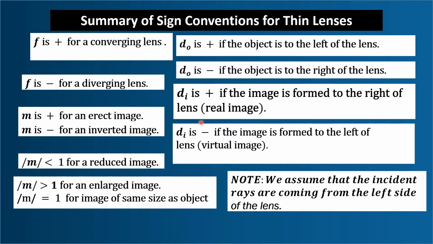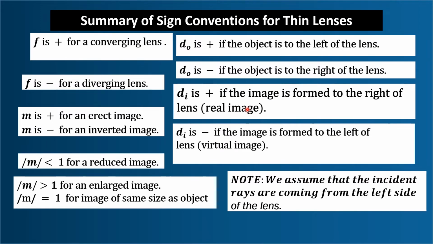Before we look at the first problem, we will first discuss a summary of sign conventions for thin lenses. If the focal length f is positive, the lens must be a converging lens. If the lens is diverging, the focal length f is negative. For the object distance, we consider do to be positive if the object is located to the left of the lens. Object distance is considered negative if the object is to the right of the lens.